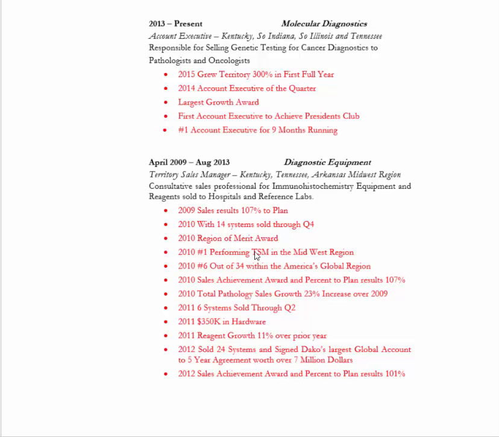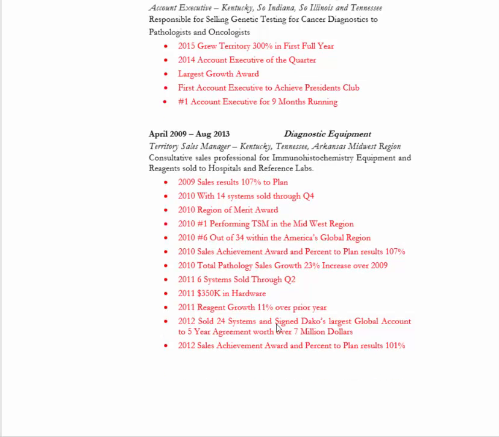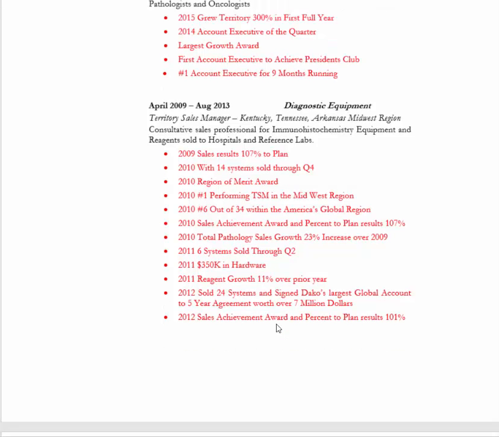Number one performing, that could have been a little bit different. That could have been number one performing out of 50 TSMs in the Midwest region. That would have sounded powerful. When you write this, don't assume the other person reading your resume is going to know all this information. So you've got to spell it out. So that's fine. This is a better format, 6 out of 34, and so you can see the person obviously is a great performer as well.